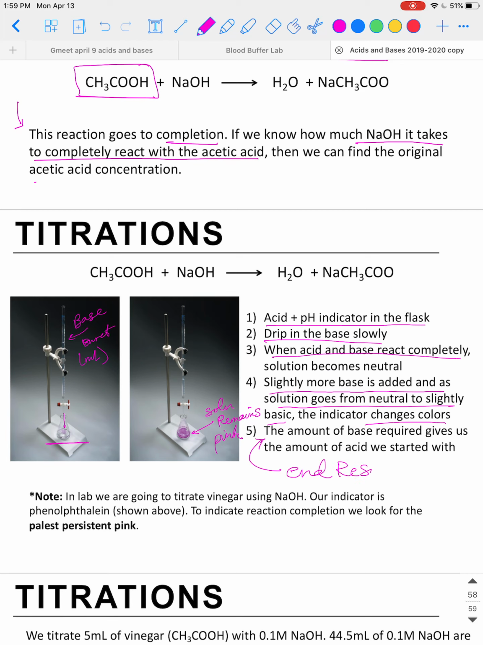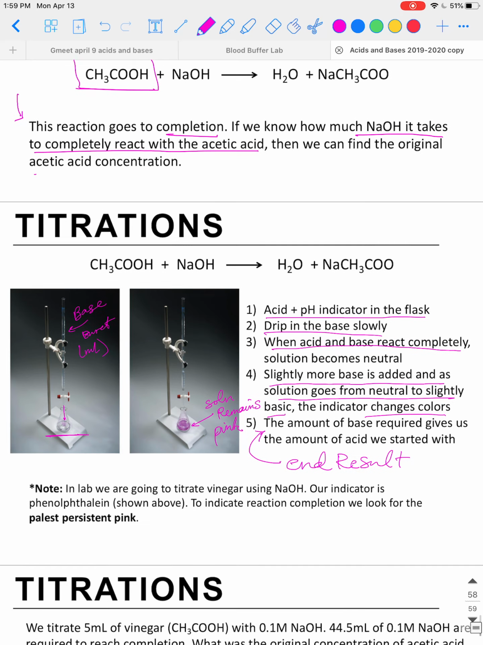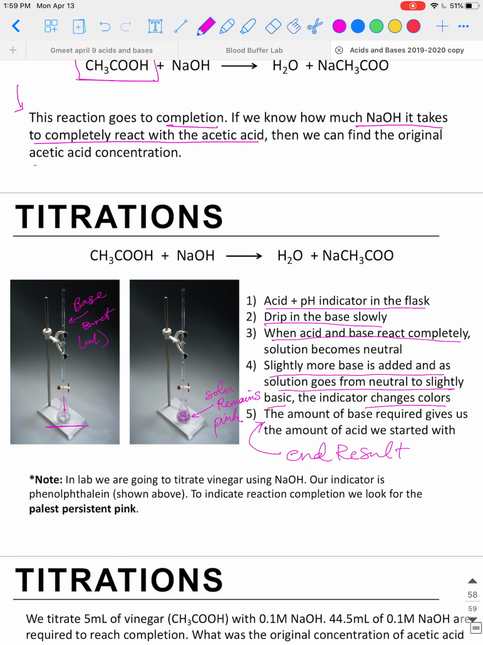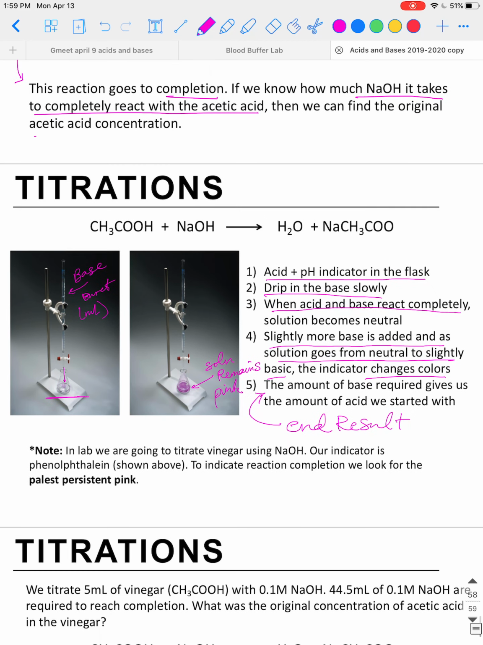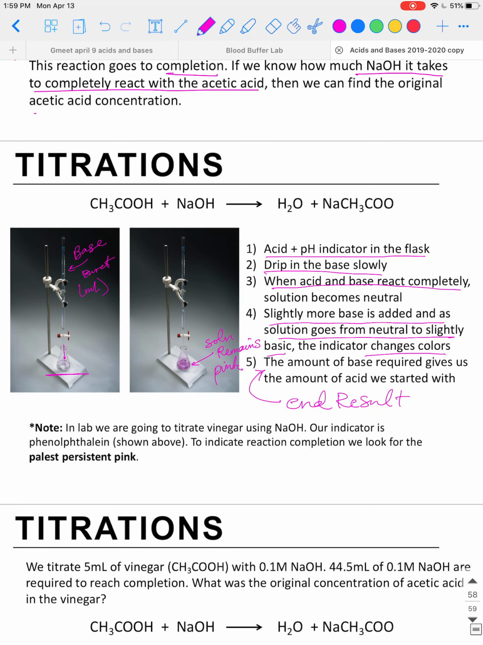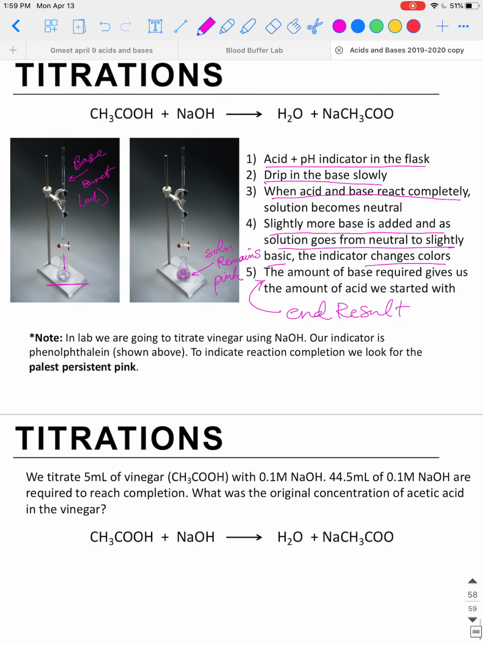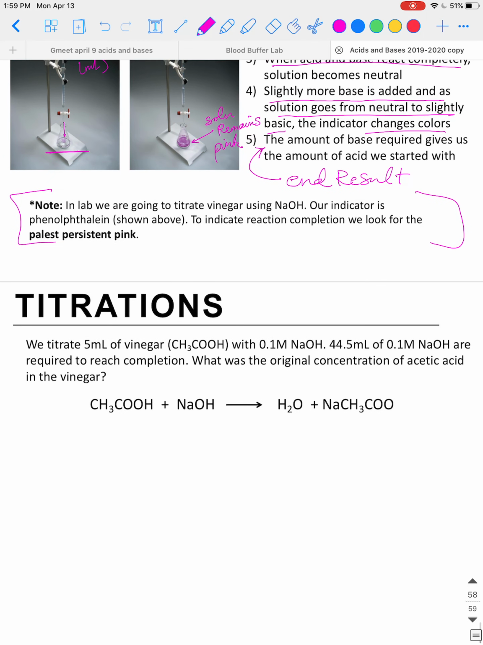So the end result is this. The amount of base required tells us the amount of acid we started with. We know the amount of base that we used. We measured it in milliliters from the burette. And then you guys learned how to perform titration calculations. This is just saying, hey, this is what we're going to do. You've already done it. I'm going to work one titration problem. Likely I'll put a titration problem on the exam as well.